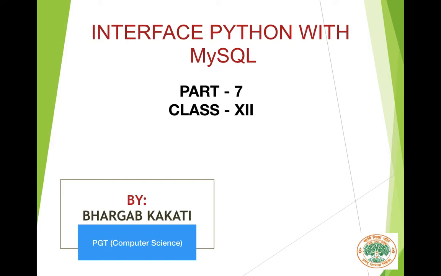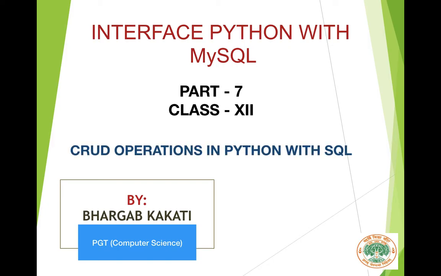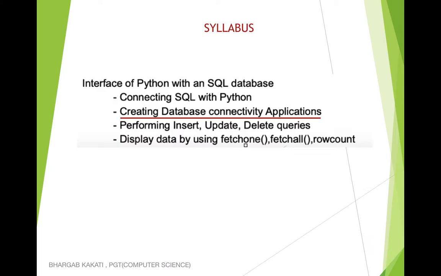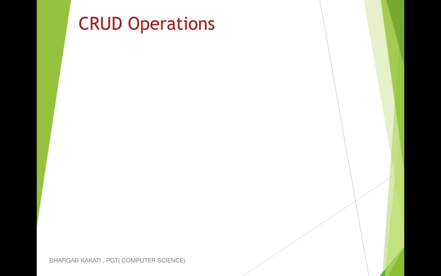So today we are going to discuss CRUD operations in Python with SQL. CRUD operation is a database application with the help of which we can perform 4 basic operations in Python with SQL. So let's begin with the syllabus. This is the syllabus. Out of the syllabus, we are going to discuss the topic highlighted in red, that is creating database connectivity applications. So what application are we going to develop?